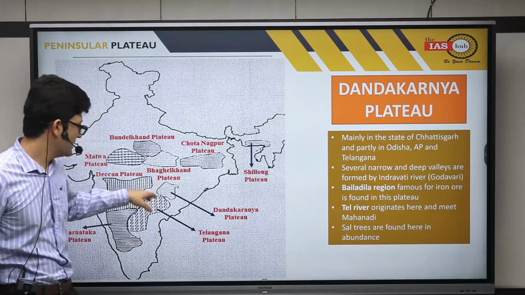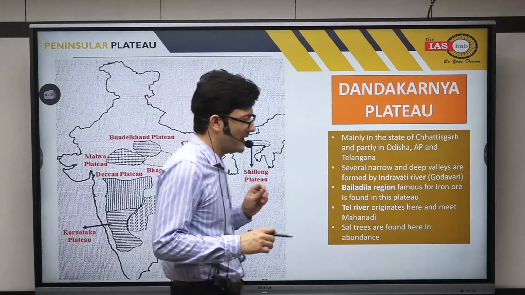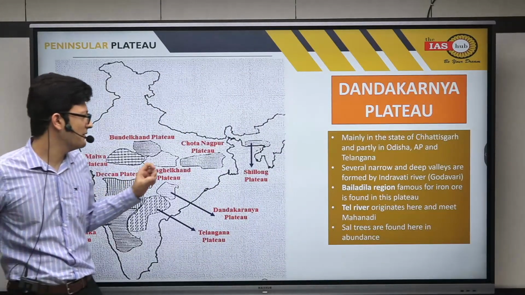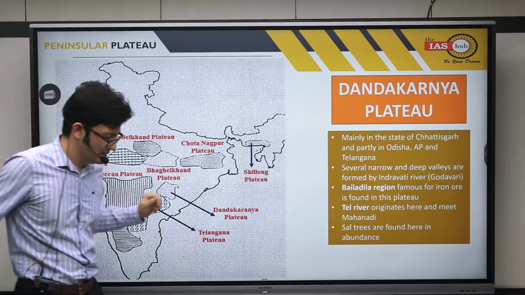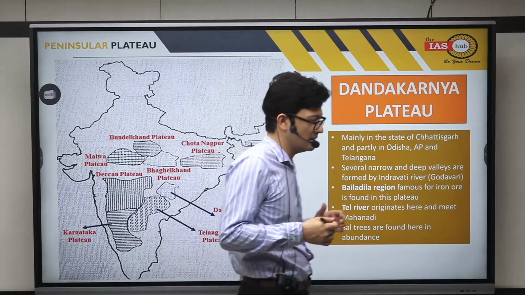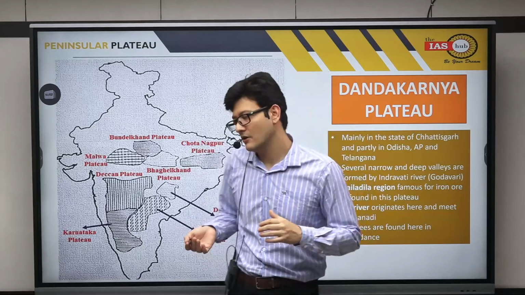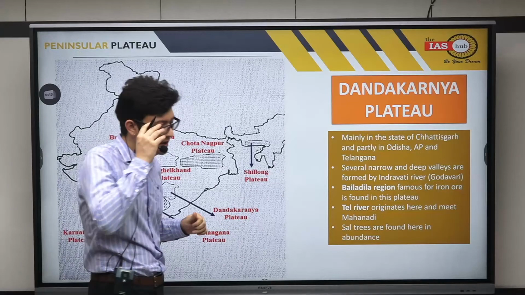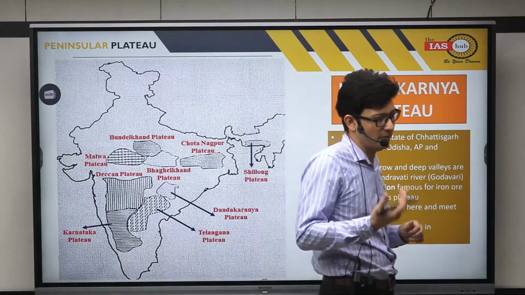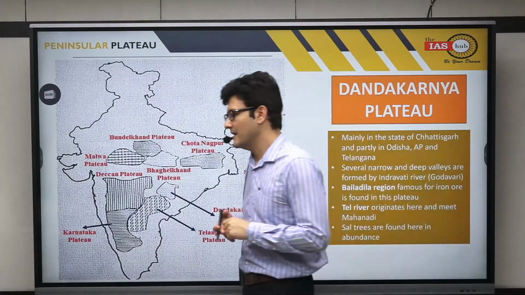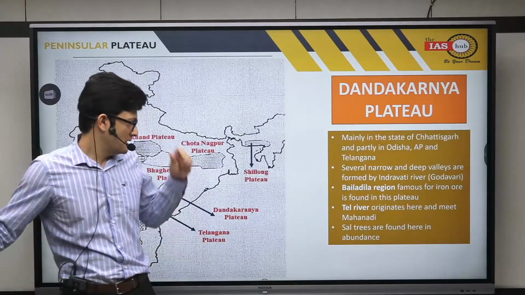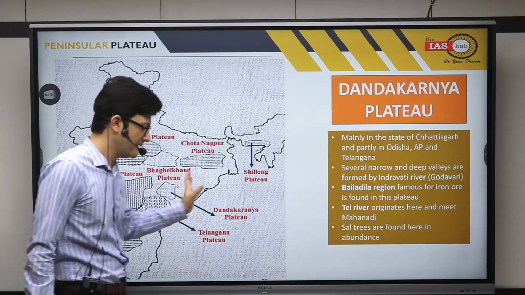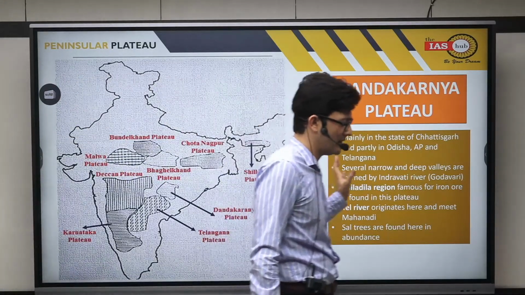This region is also famous for mining. Bailadila region is famous for iron ore, and aluminium you'll find in this region. And if you look at this region in perspective to environment and ecology, sal trees are majorly found here. This region is also infamous for Maoist activity, and many tribals live in this plateau region. So these are the major central plateaus which are found apart from the Deccan Plateau.